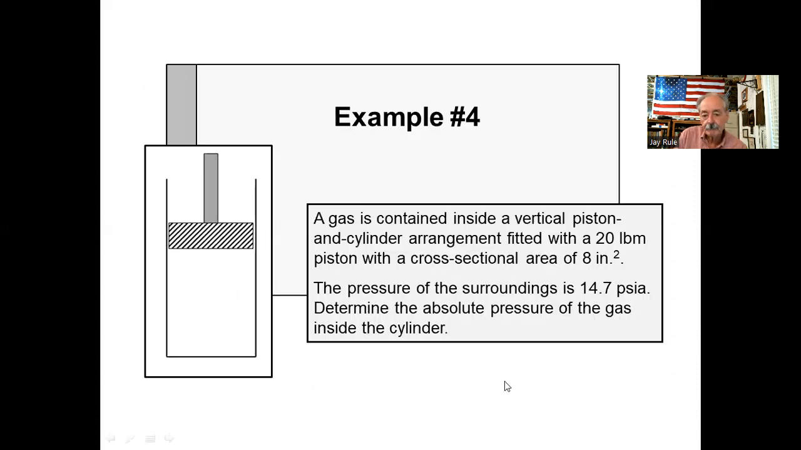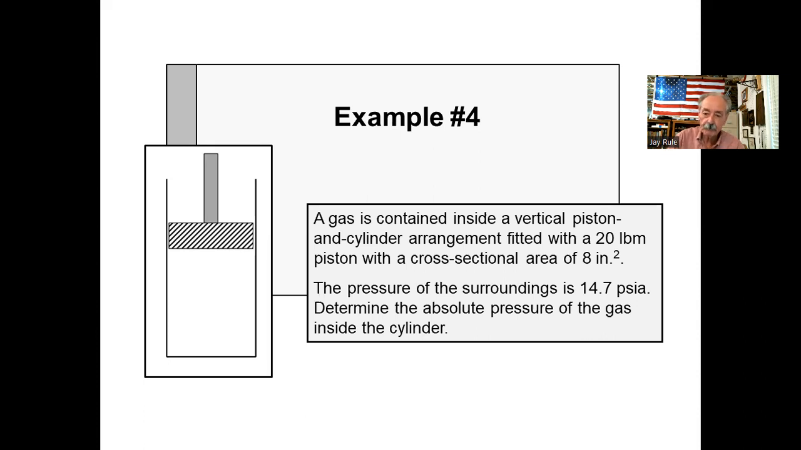Okay, example 4. Same situation, different unit systems. A gas is contained in a vertical piston and cylinder fitted with a 20 pounds mass piston, and that piston has a cross-sectional area of 8 square inches. The pressure of the surroundings is 14.7 psia. Here's the job. Determine the absolute pressure of the gas inside the cylinder.